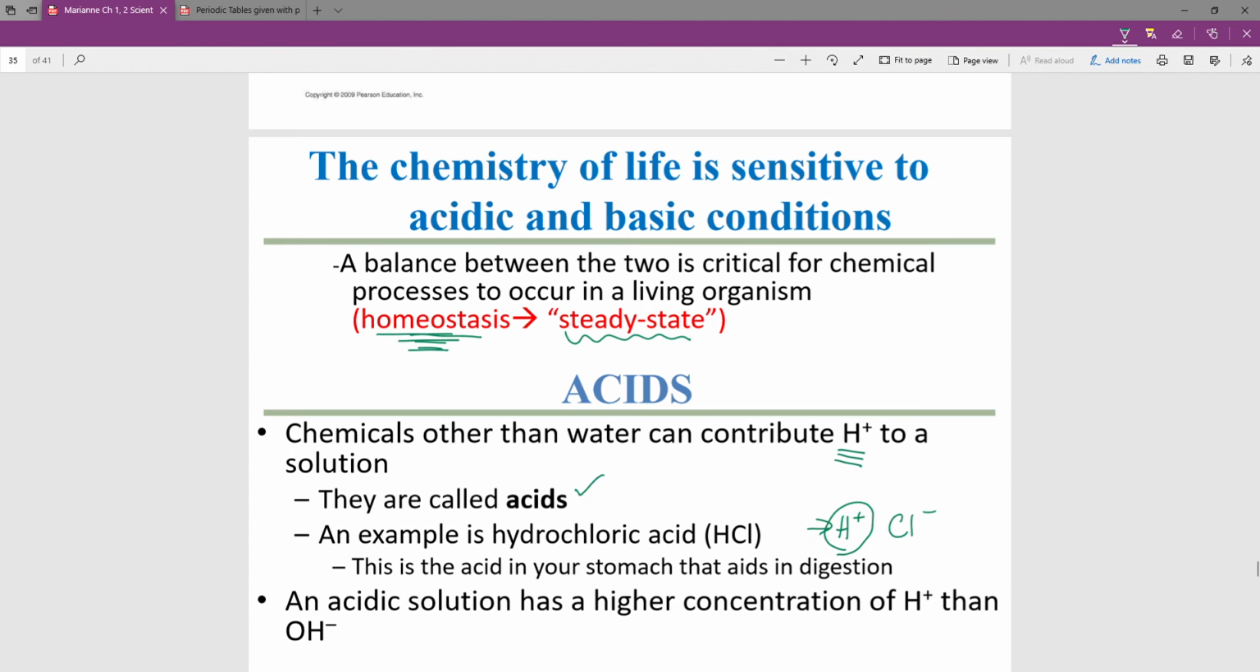An acidic solution has more hydrogen than hydroxide. Hydroxide I had written out as an example of an ion that is not a single atom. It's a molecule that has an overall charge.